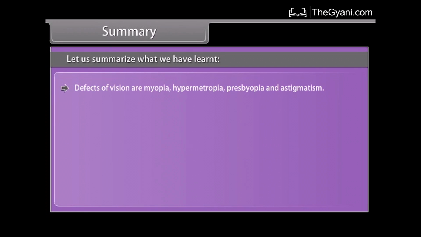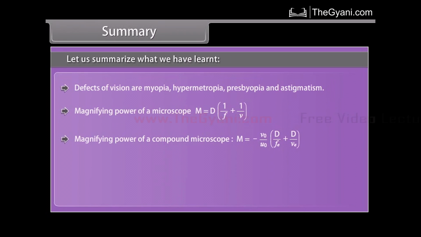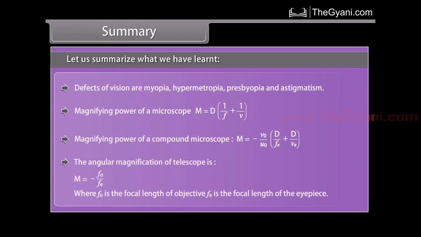Defects of vision are myopia, hypermetropia, presbyopia, and astigmatism. Magnifying power of a microscope, m is equal to D into (1 upon f plus 1 upon v). Magnifying power of a compound microscope, m is equal to minus v0 upon u0 into (D upon fe plus D upon ve). The angular magnification of telescope is m is equal to minus fo upon fe, where fo is the focal length of objective and fe is the focal length of the eyepiece.